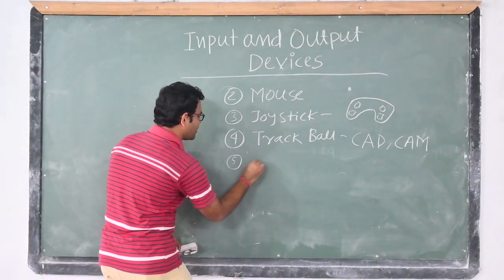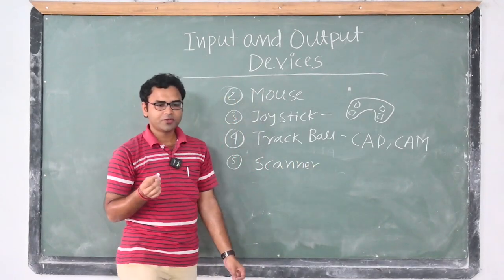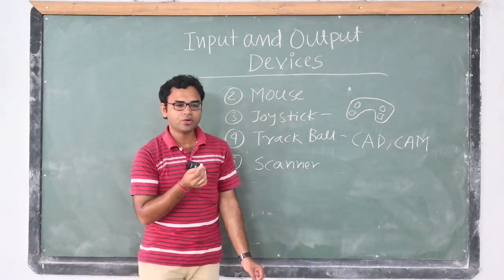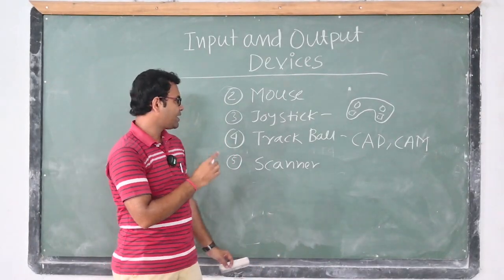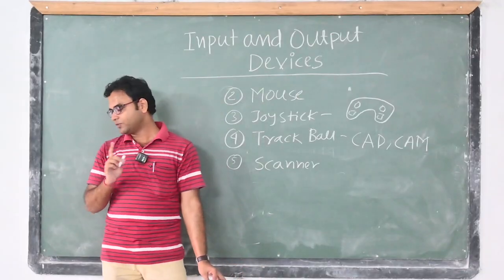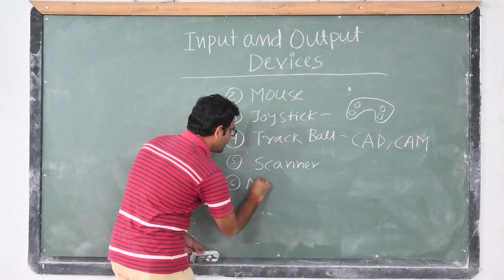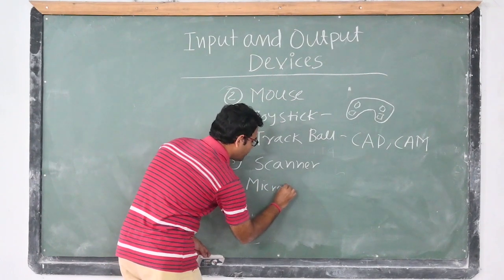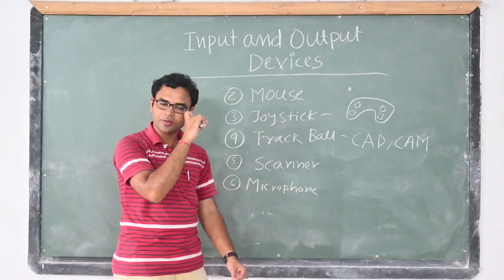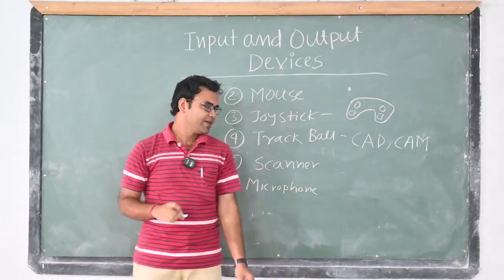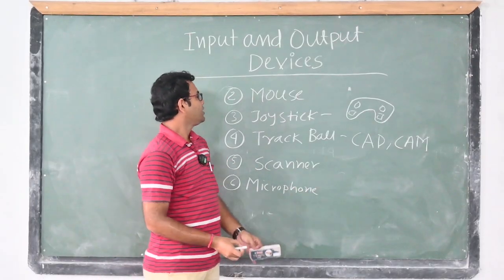Now the scanner, you all know about the scanner. The scanner is basically used whenever we want to convert a document to digital form. So the scanner is another example of an input device. Now, you know the microphone. Whatever we say through the microphone is converted to a digital sound format. So the microphone is also an example of an input device.